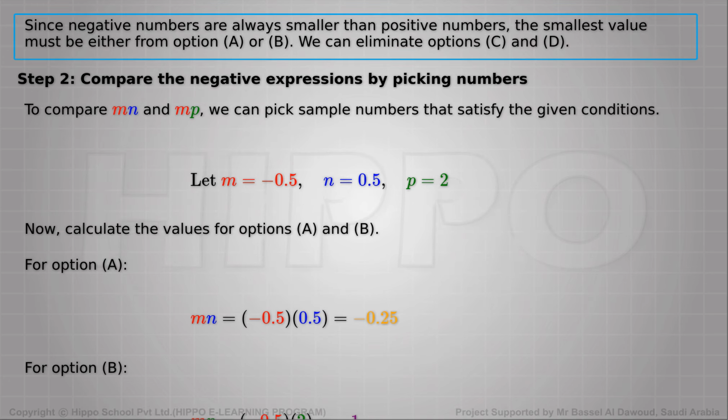Look what we've accomplished. The question asks for the smallest value. We know that any negative number is smaller than any positive number. Since options C and D are positive and options A and B are negative, we can confidently eliminate C and D. We've just cut our work in half. Now we only need to figure out which is smaller, mn or mp.